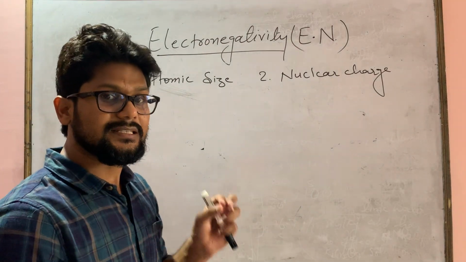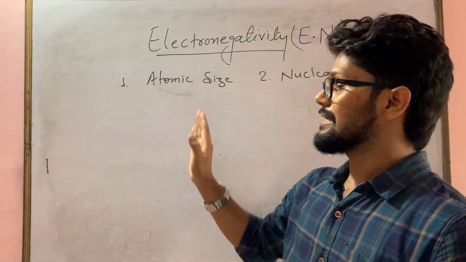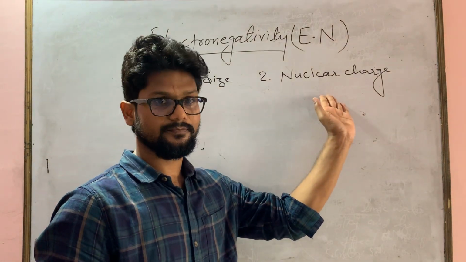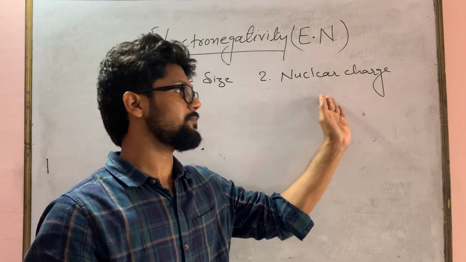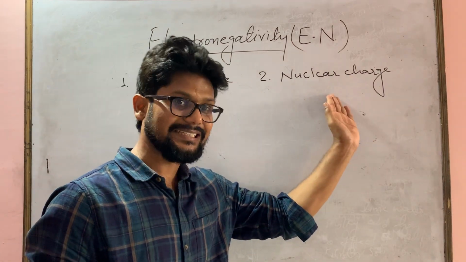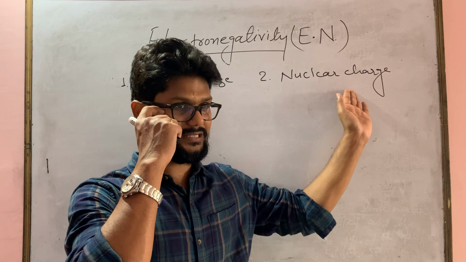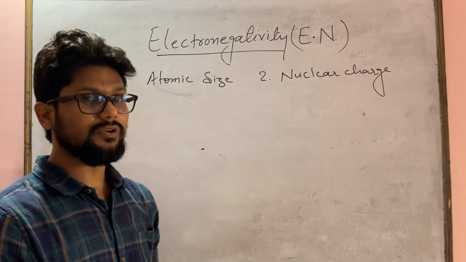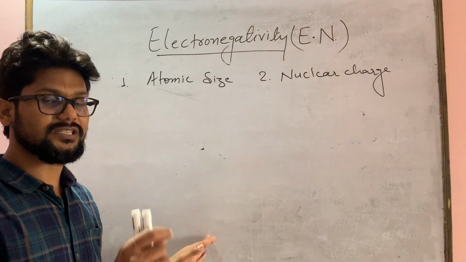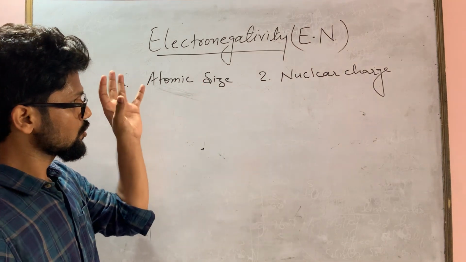As I have already discussed in the previous video, atomic size decreases when we go across a period. At the same time, nuclear charge increases. I have discussed this topic already. And we have also studied that when we go down a group in the periodic table, atomic size increases. So what is the conclusion?